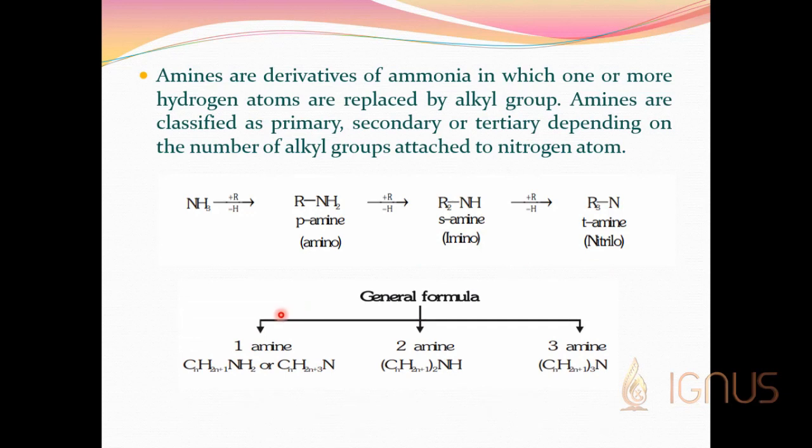And they have the general formula. The general formula of primary amine is CnH2n+1 NH2, for secondary amine it is (CnH2n+1) twice NH, and for tertiary amine it is (CnH2n+1) thrice N. This is the general formula of primary amine, secondary amine and tertiary amine. Note down all these three formulas.